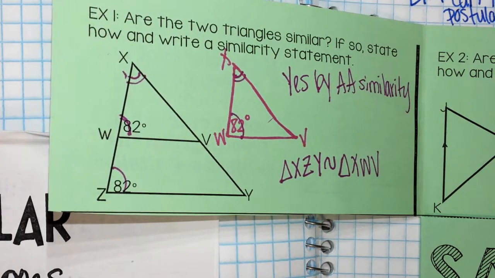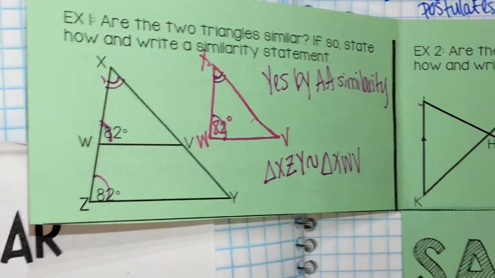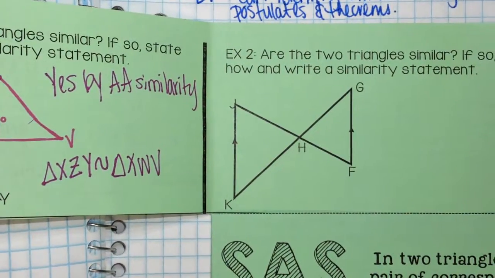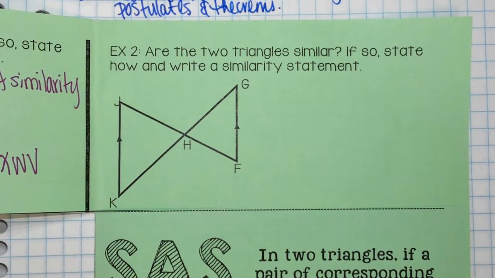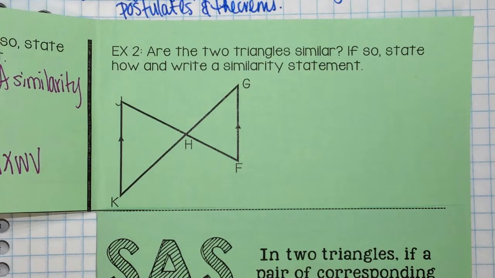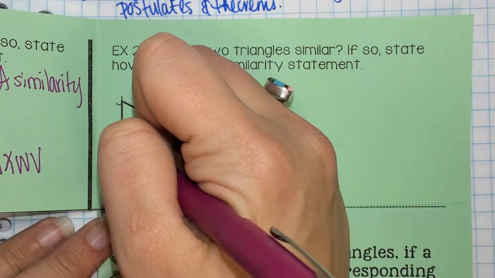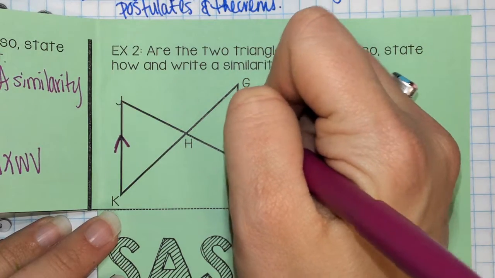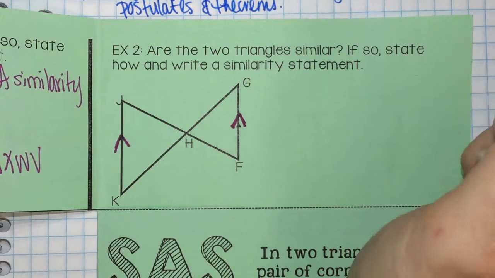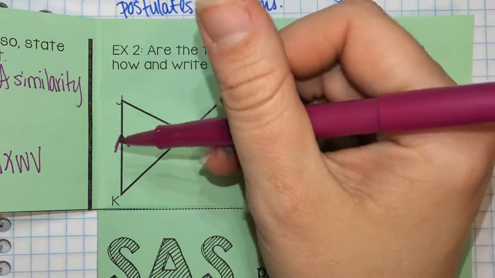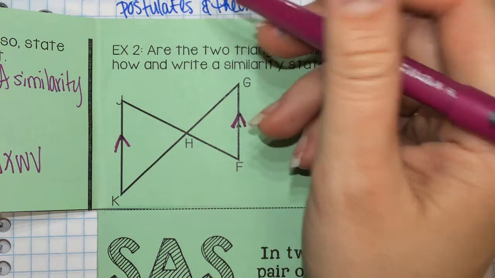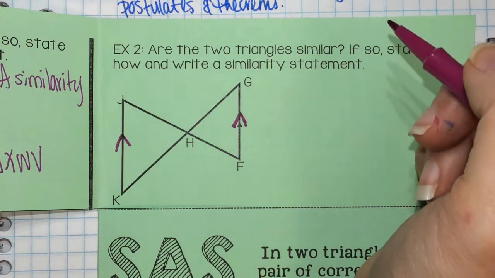Does anybody have a question? All right, let's look at this guy. It says, are the 2 triangles similar? If so, state how and write the similarity statement. What do these 2 symbols mean? They're parallel. Good, take a point. Let's make our arrows a little bigger. Now, we don't know anything about the lengths of the sides, so we don't care about that. We're going to look for angles.